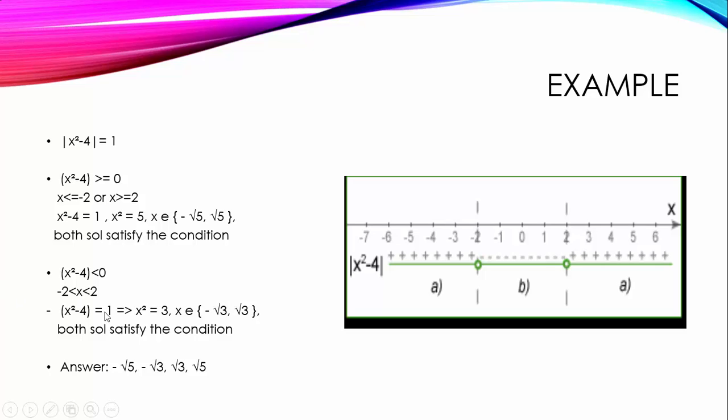And when x square minus 4 is less than 0, solving this we get minus 2 less than x less than 2. So, minus of x square minus 4 is equal to 1, which gives x square equal to 3. So we have values of minus root 3 and root 3. Both solutions satisfy the condition. The final answer would be minus root 5, minus root 3, root 3, and root 5.